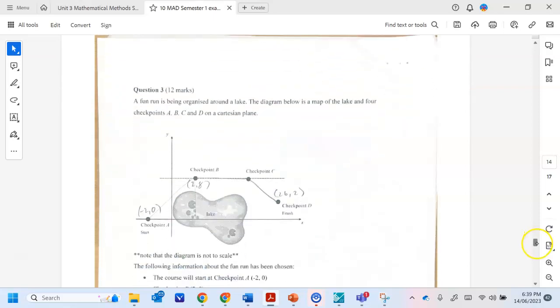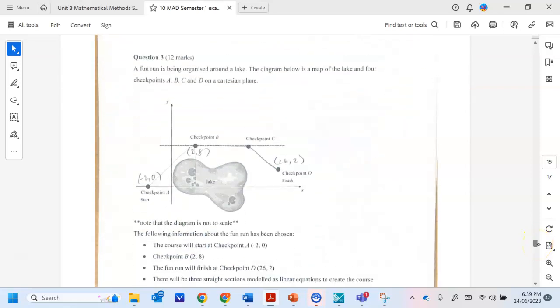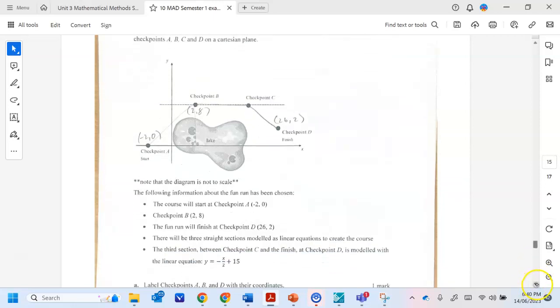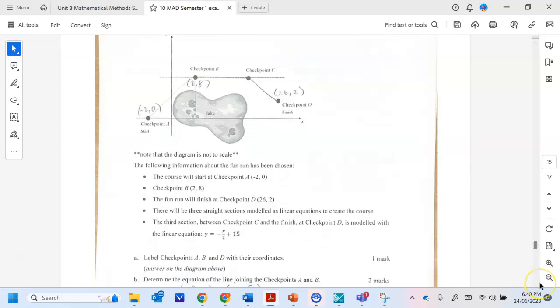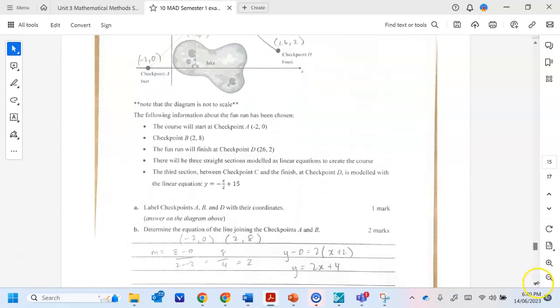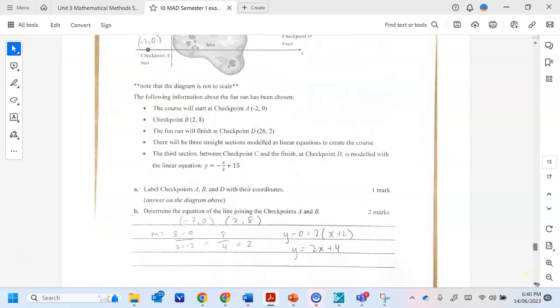All right, question 3. Most of you did really well on this. I was really pleased. So there's a fun run going around a lake. Different checkpoints. So the very first question, you had to label 3 points, which was done really well. Well done, girls. And question B was done really well as well. So just finding the equation. So 2 marks for that, which was quite easy to do.